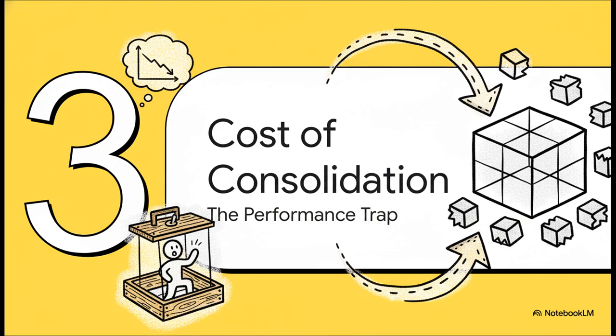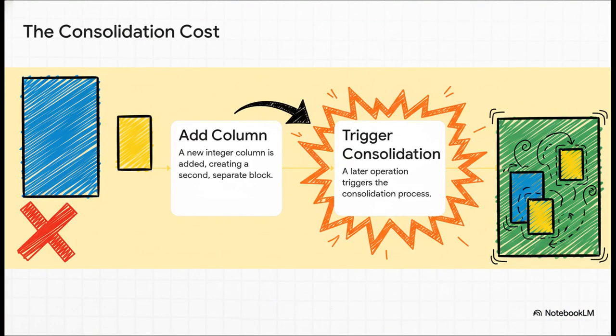Welcome to Section 3, the cost of consolidation. This is the performance trap that gets so many of us. Okay, just walk through this with me. You start with a nice data frame, 2 integer columns, living happily in one efficient block. Then you add another integer column. For a split second, it lives in its own new tiny block.